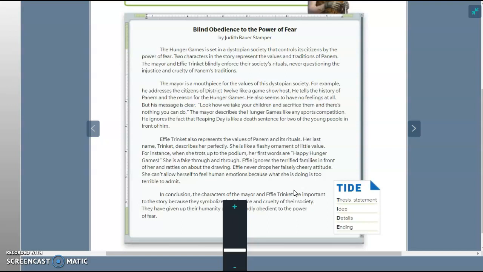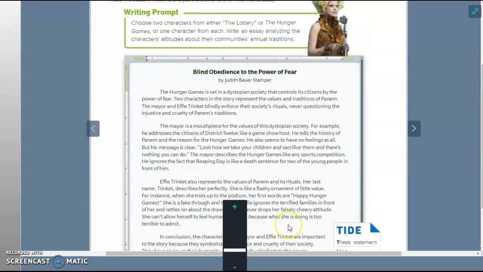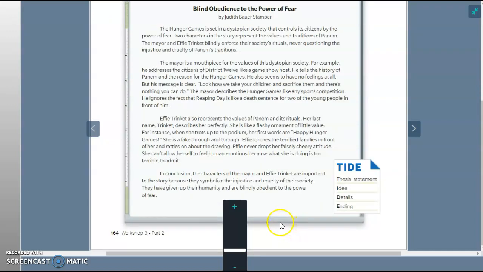In conclusion, the characters of the mayor and Effie Trinket are important to the story because they symbolize the injustice and cruelty of their society. They have given up their humanity and are blindly obedient to the power of fear.